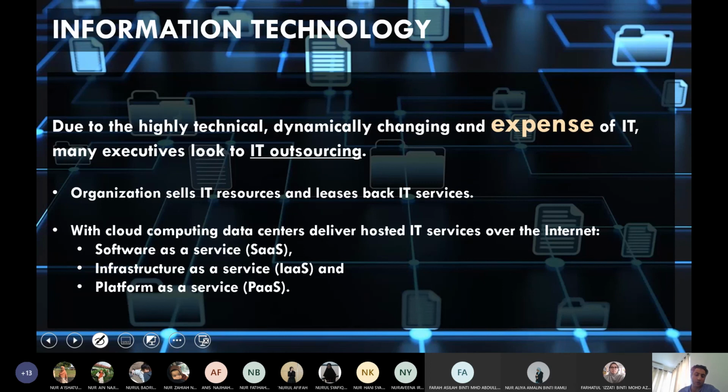Platform as a service is a kind of platform, software or platform space in the website, in the domain. A good example is when a company wants to have a website, they will go and rent a space or domain from the company that owns the server, and then pay the annual rental for that. Okay, so that is platform as a service.